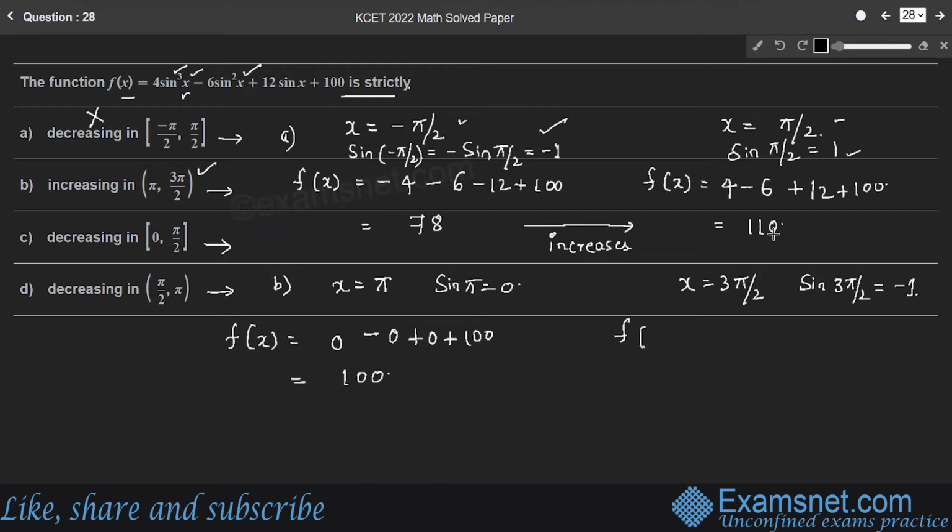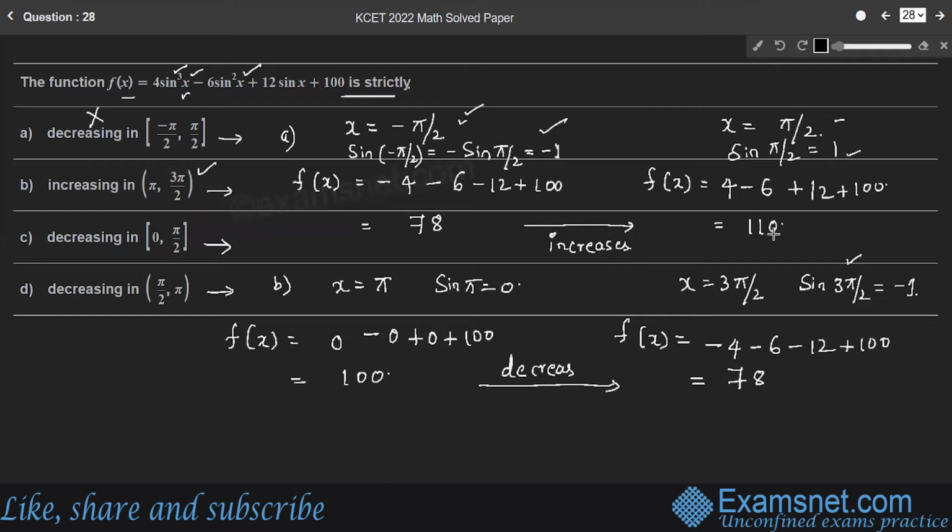And when x is equal to 3 pi by 2, since sine 3 pi by 2 is minus 1, as in the case of minus pi by 2, here also f of x becomes 78, right? So here 4 sine cube x becomes minus 4. So minus 6 sine square x, so it becomes minus 6 minus 12 plus 100, which is 78. Therefore, from 100 to 78, it is decreasing.